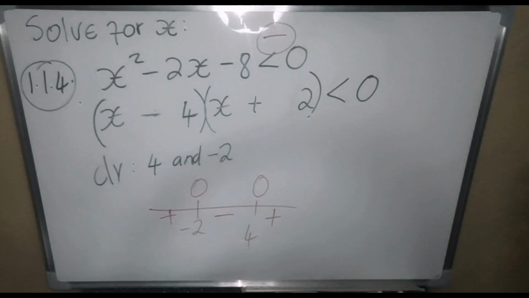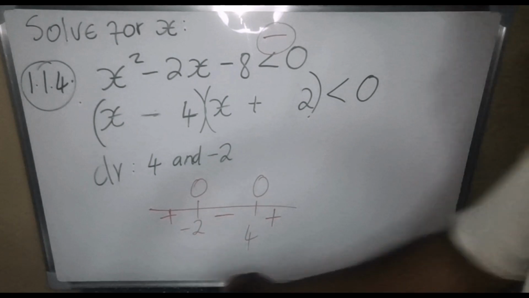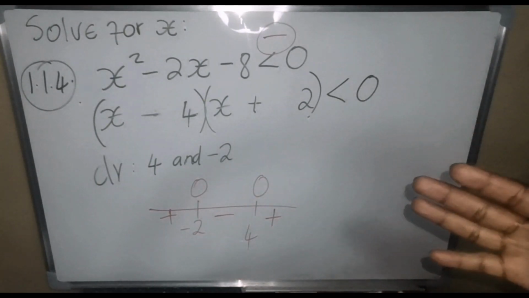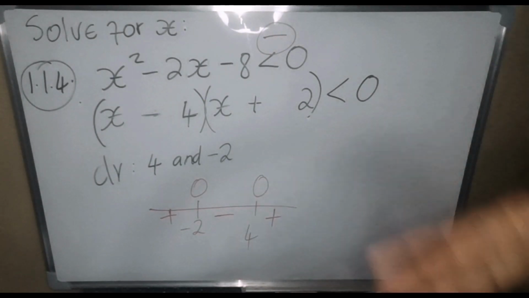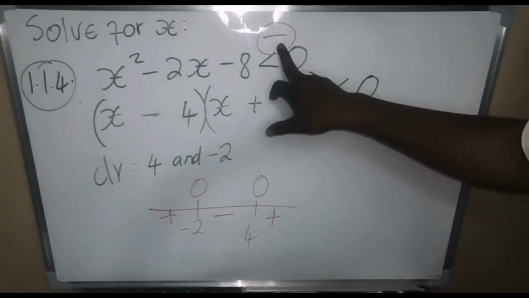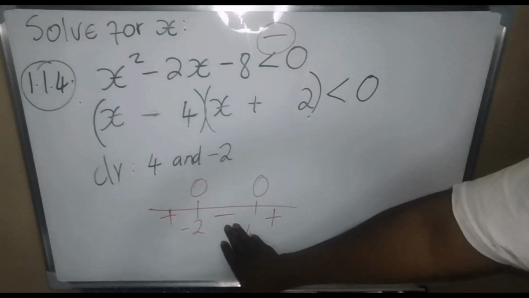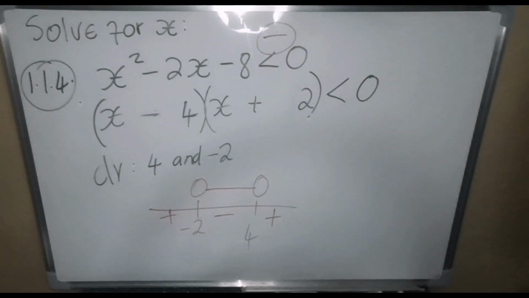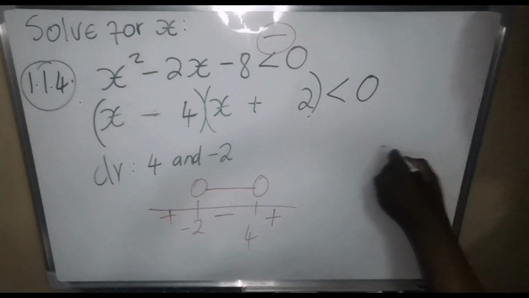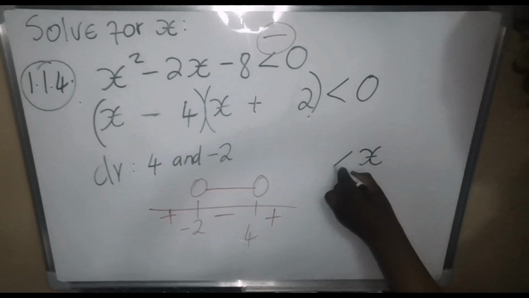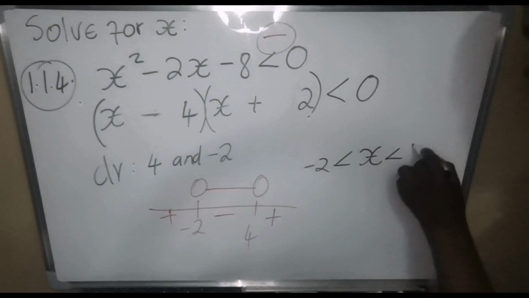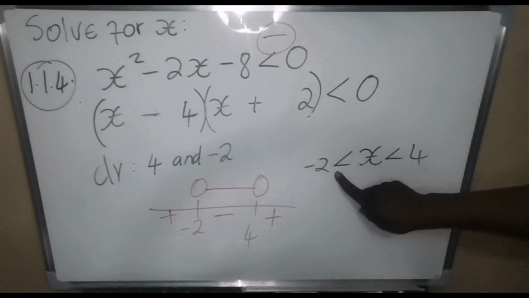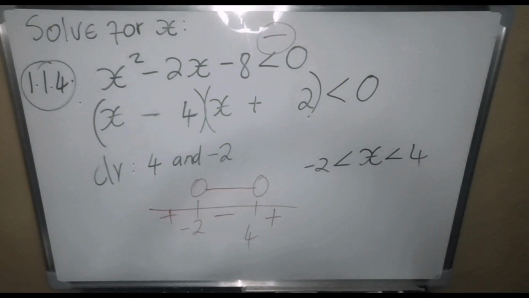Therefore, I'm going to draw my arrow on the only region wherein our values are negative. They correspond with this one. Which region is between negative 2 and positive 4? Are we clear? Then your answer will be written like this. You are done. x is between negative 2 and 4. x is bigger than negative 2 and smaller than 4. That's how you write the inequality interval.